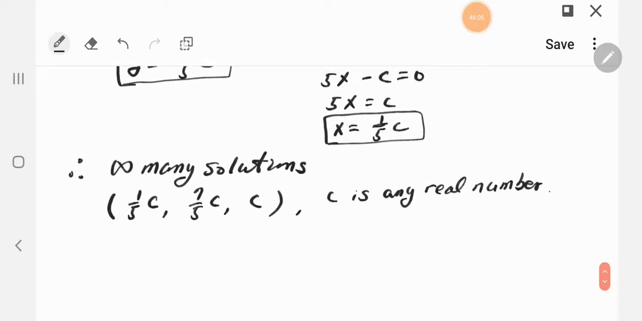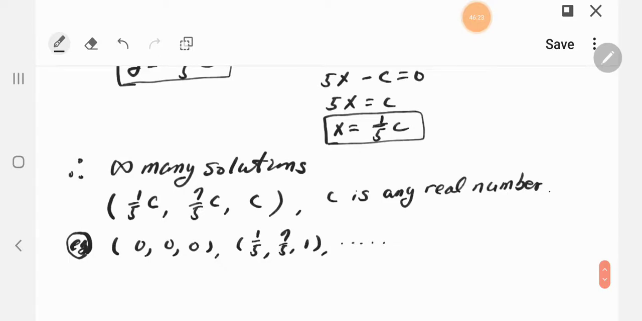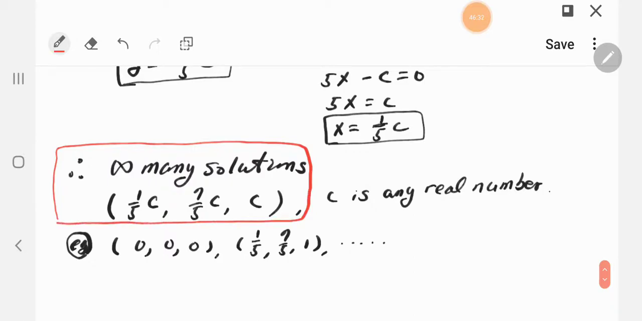So if c equals 0, then for example, we have 0, 0, 0 as a solution. If c equals 1, then 1 over 5, 7 over 5, 1, and so on. There are infinitely many solutions, and the solution type is this, where c is any real number. So the infinitely many solutions will be this.